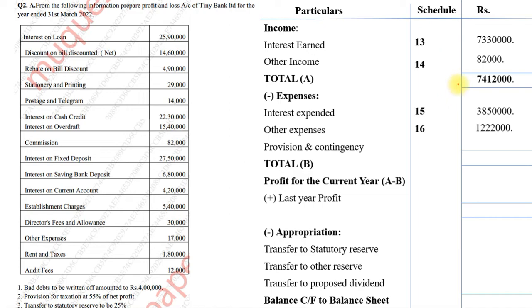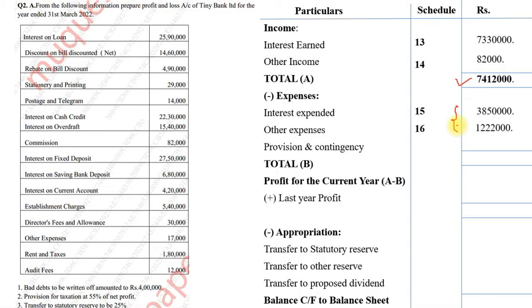Now our total income is 74 lakh 12,000, and from that we will subtract 38 lakh 50,000 and 12 lakh 22,000. We'll get the net profit before tax of around 23 lakh 40,000.